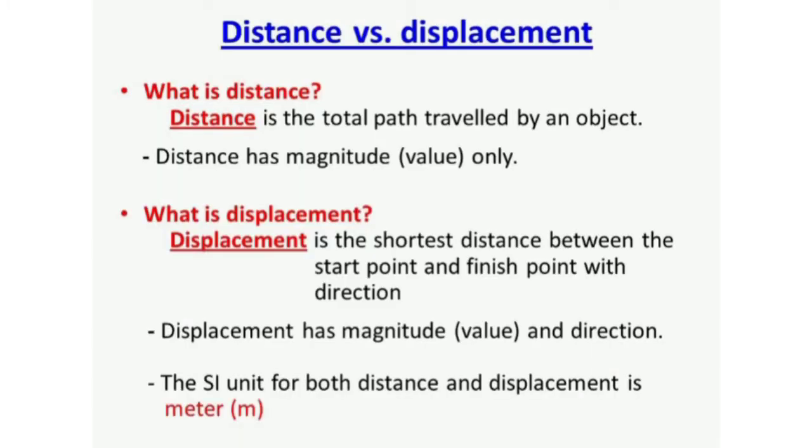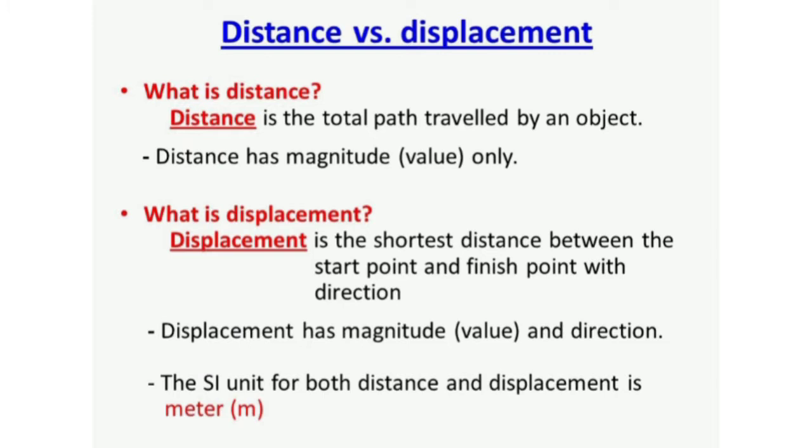Distance is the total path travelled by an object. It has only magnitude. Displacement is the shortest distance between the start point and finish point with direction. It has magnitude and direction.